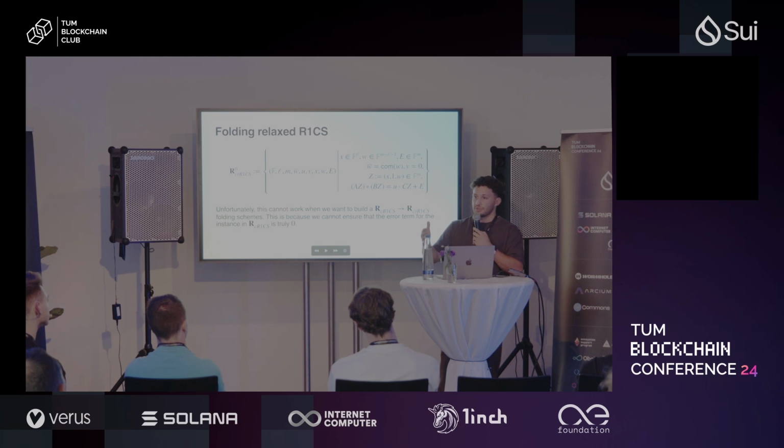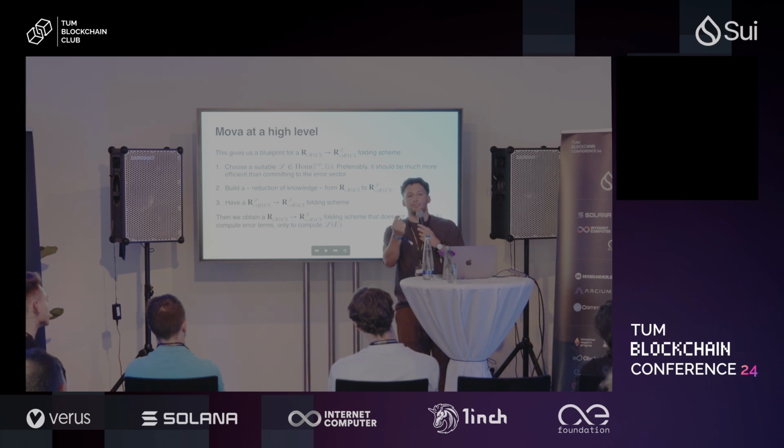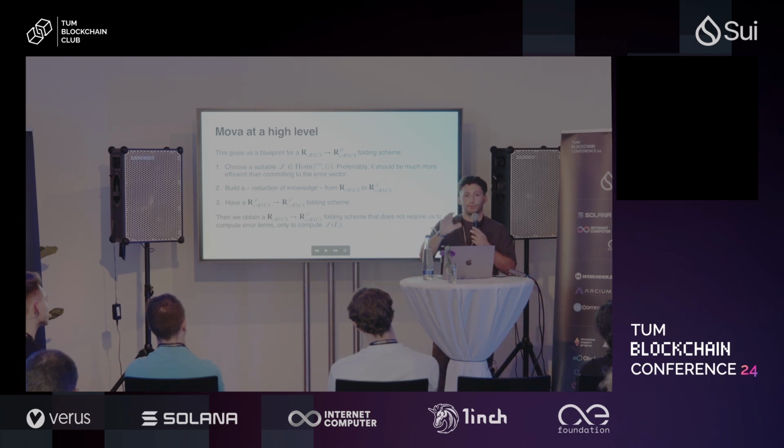But this actually gives us a blueprint to build the folding scheme that we want. And the blueprint is you choose a suitable linear function from vectors with elements in F to some group. And by suitable, I mean that it has at least enough information for you to do the knowledge soundness proof, so that you can ensure that the error is actually zero and not some nonsense. Preferably, it should be much more efficient than committing to the error vector, which is what we wanted to avoid in the first place.